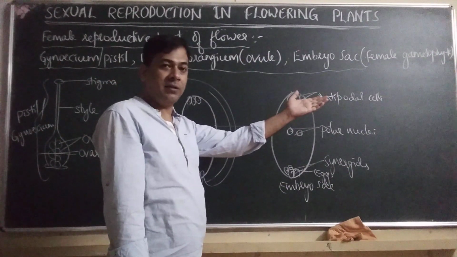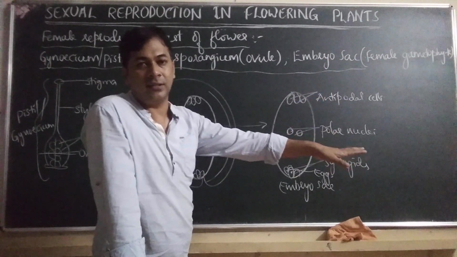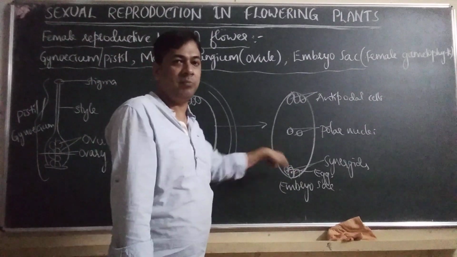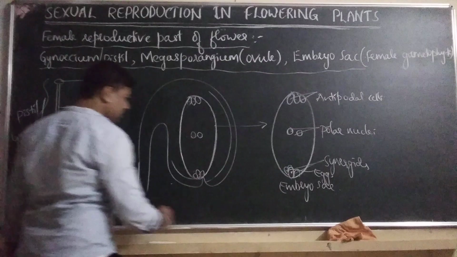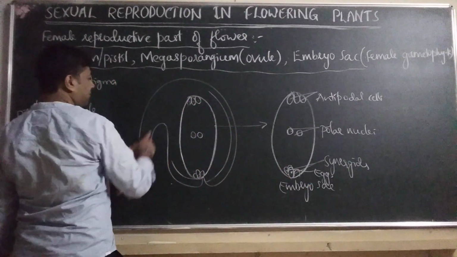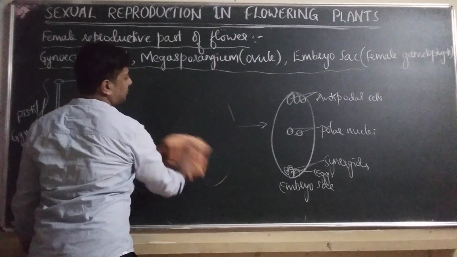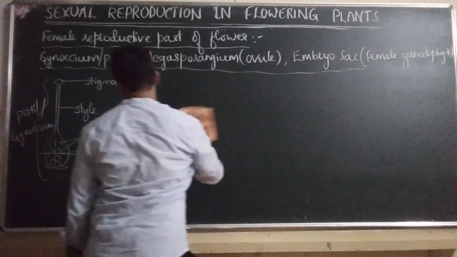Like in the male part of the flower, we have learned how pollen grains are produced within the anther. It is called microsporogenesis. Now, how the egg is produced inside the embryo sac is called megasporogenesis. So slowly, step by step, we will learn. Later, I will label all these parts. Before we go to the structure of this ovule in detail, now we will see step by step.